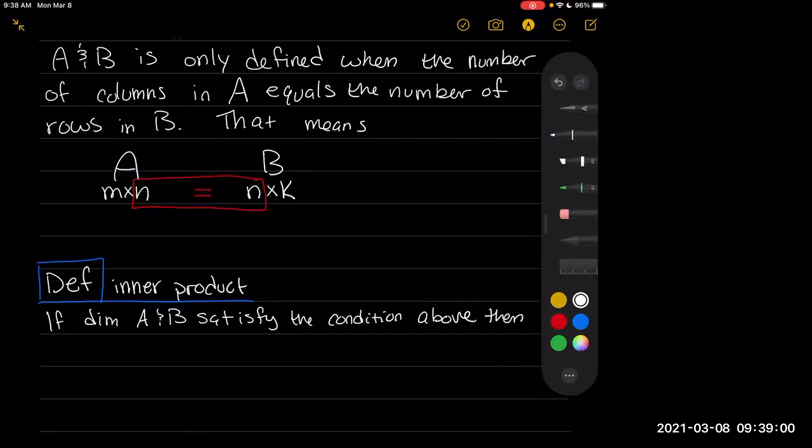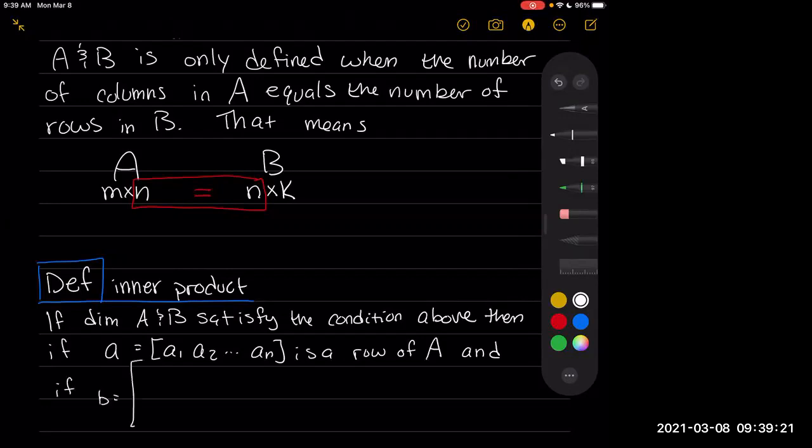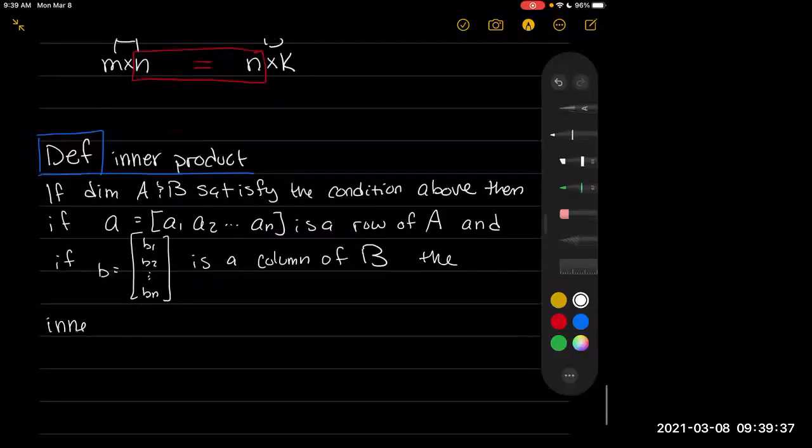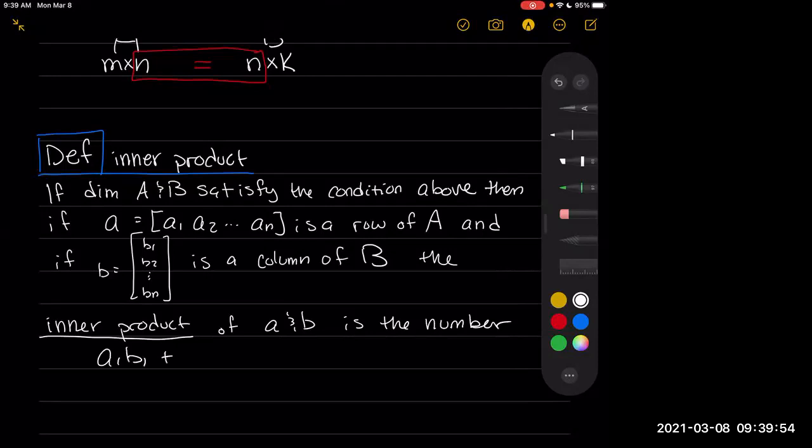then if little a, which equals A1, A2, all the way to An, is a row of A, and little b, which is B1, B2, all the way to Bn, is a column of matrix B, the inner product of little a and little b is the number A1 B1 plus A2 B2, all the way down to An Bn.